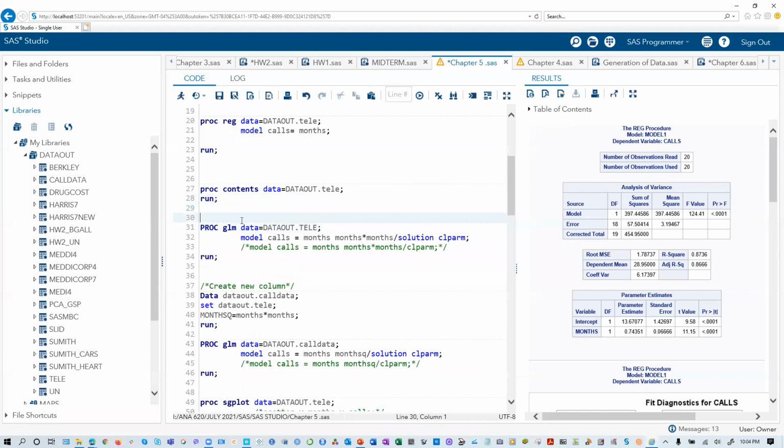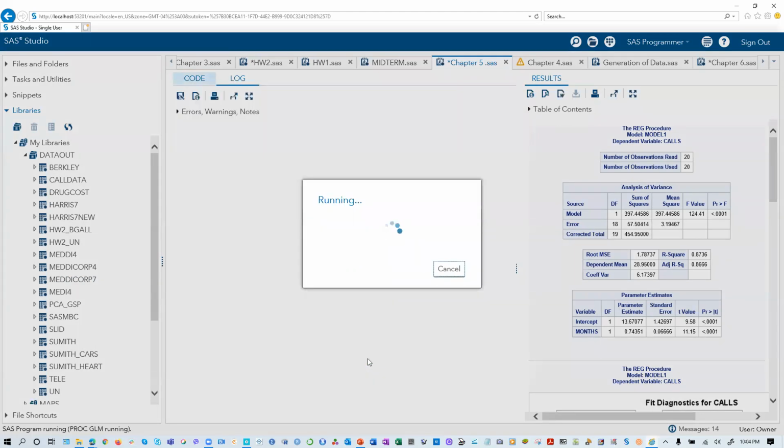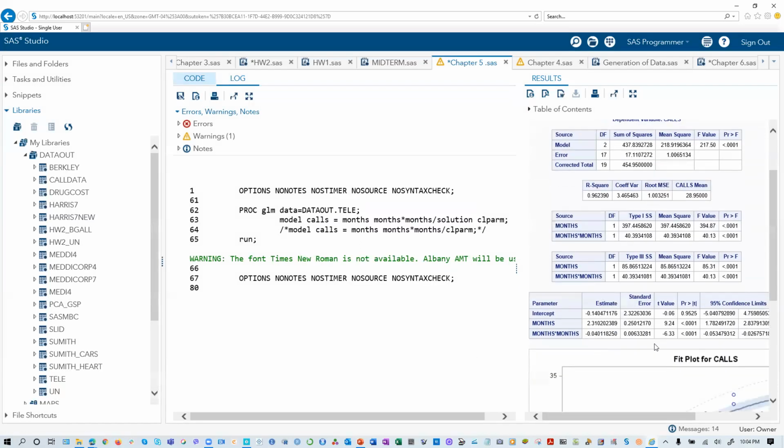If you want, here, model calls equals months. It's pretty much the same thing. Let's see what you can get. You're going to get the type 1, type 2 results. In addition, you can see the confidence level. I was asking about the confidence level, and then the estimates. For each month of experience, you're going to get about 2 more calls being added.